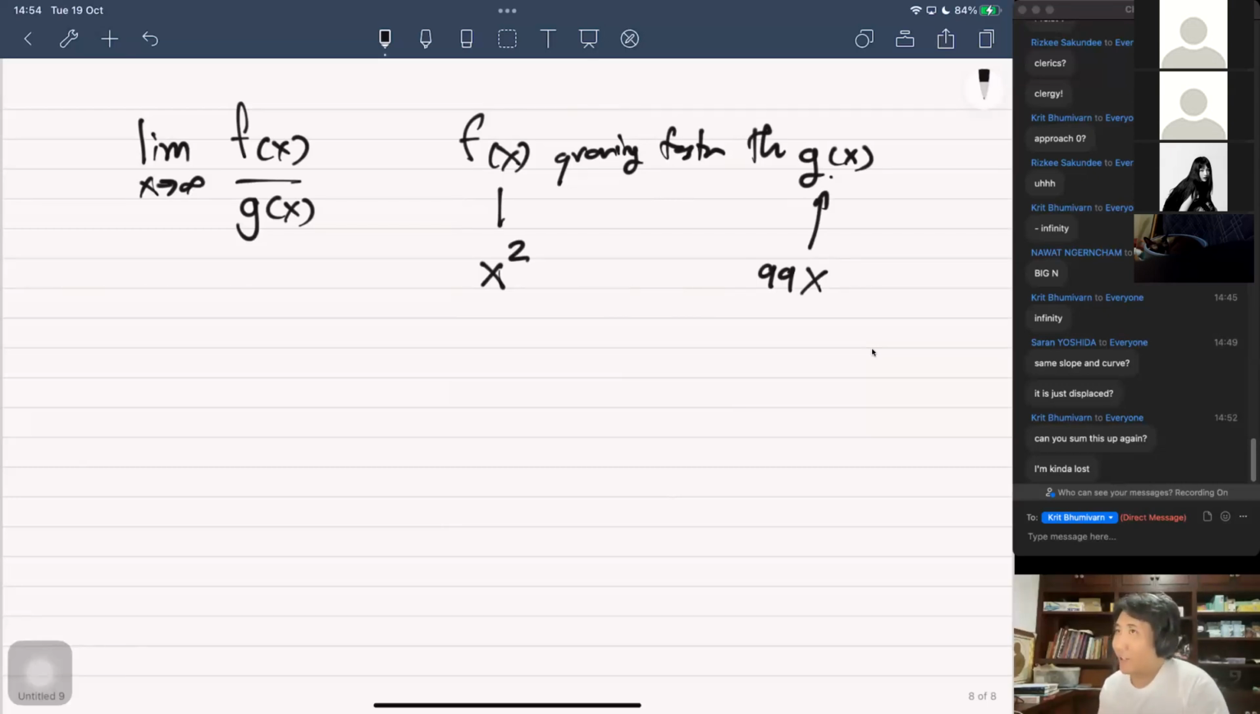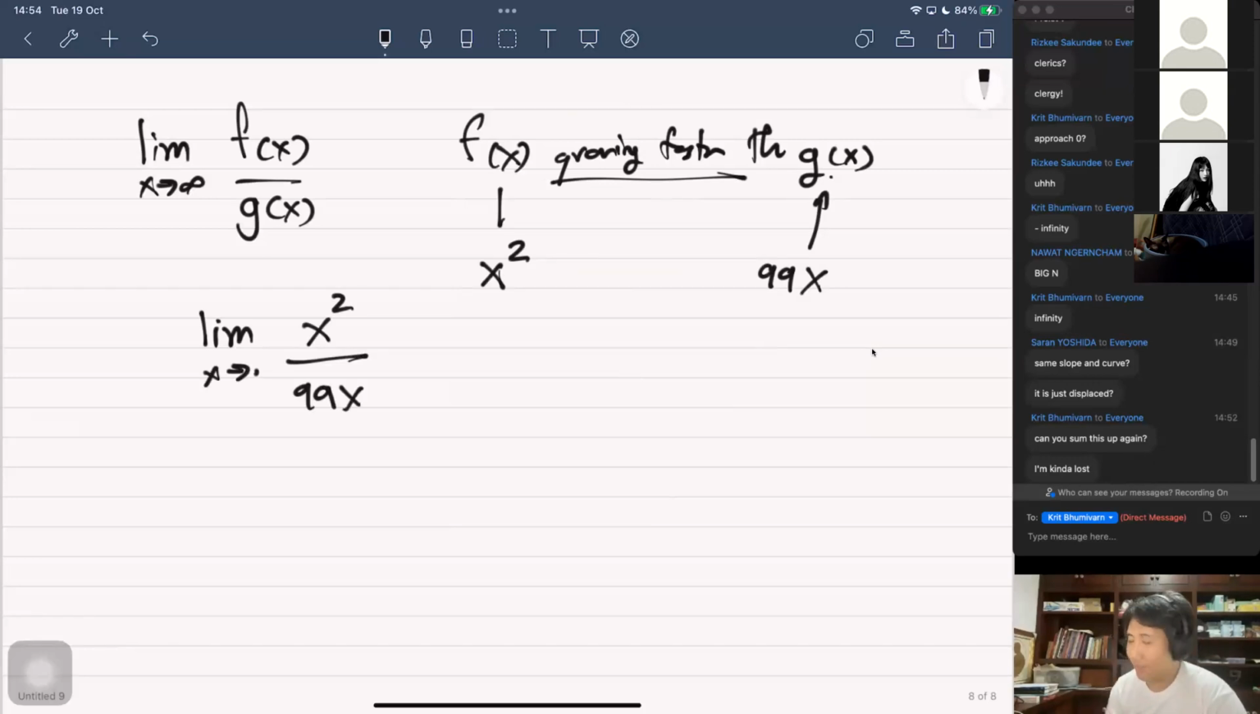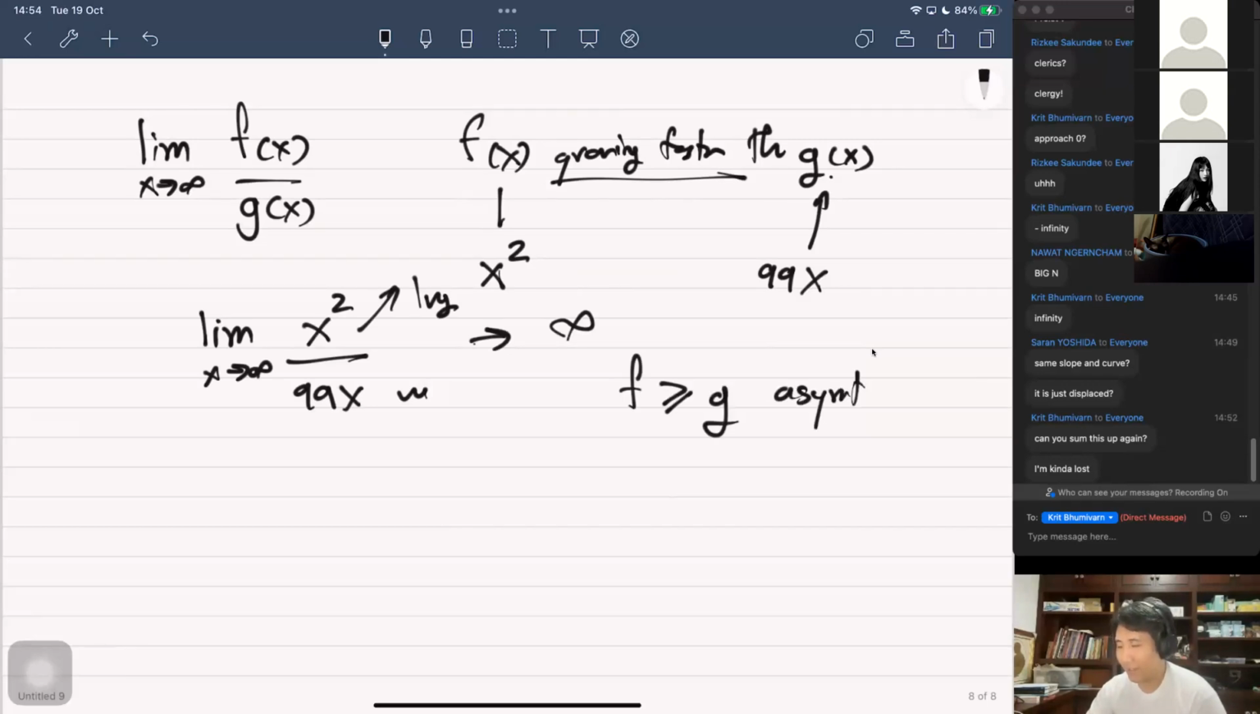So the way that we say this thing is growing faster than that is we check the limit of f of x, which is x squared, over 99x. Because this thing is much larger than the one below, it's going to go to infinity. This is the way that we say that f is greater than or equal to g asymptotically. Okay, are you good, Keith? So this is one example of how we compare things asymptotically, but there are a lot of symbols for it, which we're going to do next.